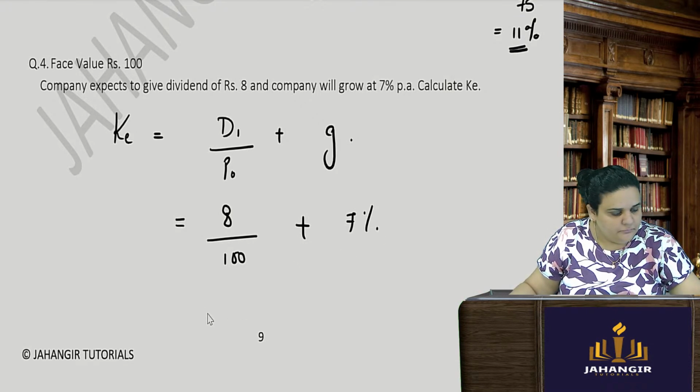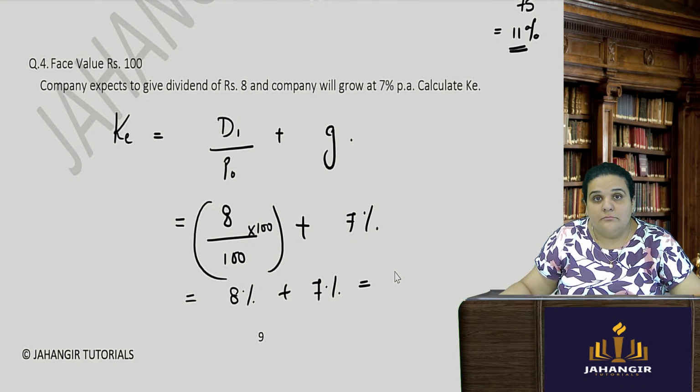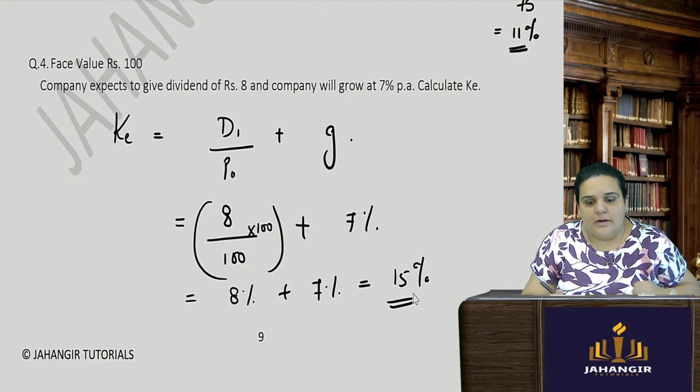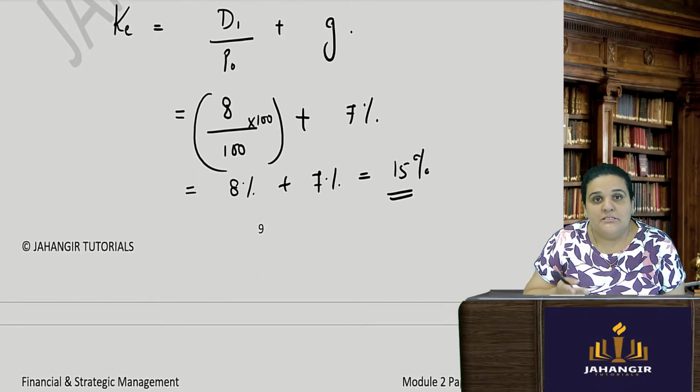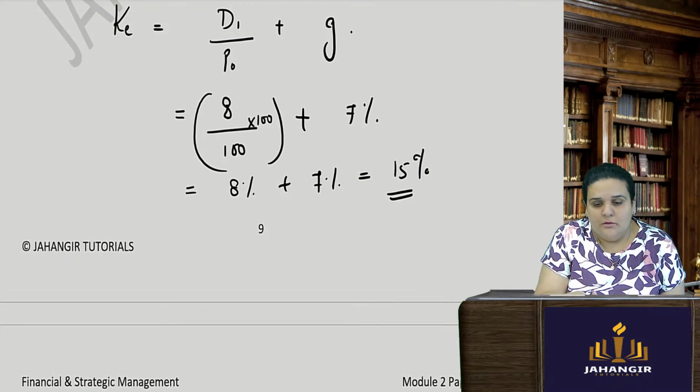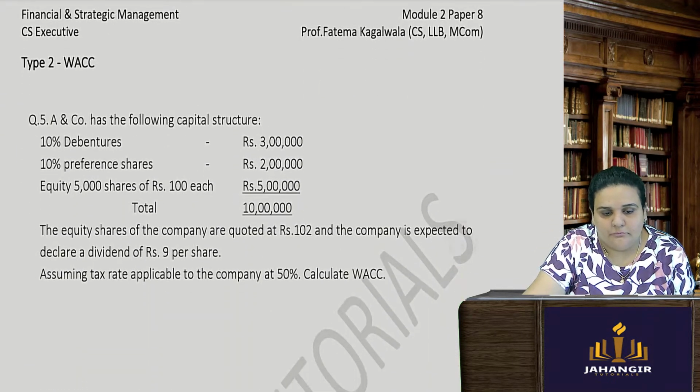Here, either you calculate it in the form of percentage or in numbers, only then will you get the correct answer. So D1 upon price, finish that as a percentage. So this will become 8% plus 7%, which is going to become 15%. Don't try to jumble up here. Don't confuse yourself anywhere, because these are simple sums and you may lose marks for small silly mistakes. So that is it.